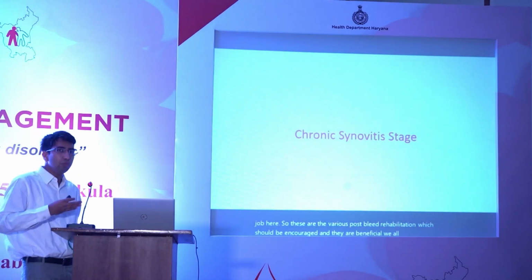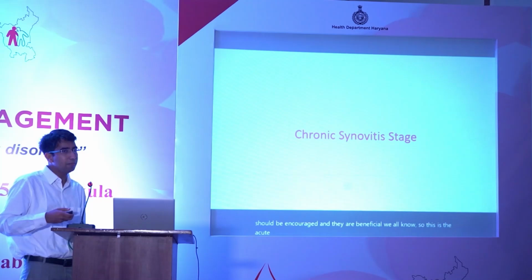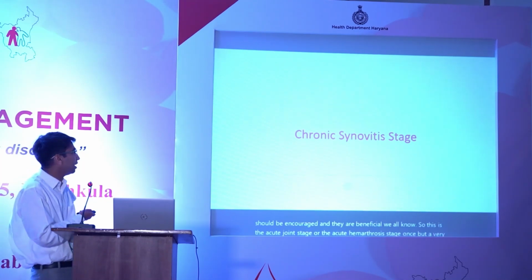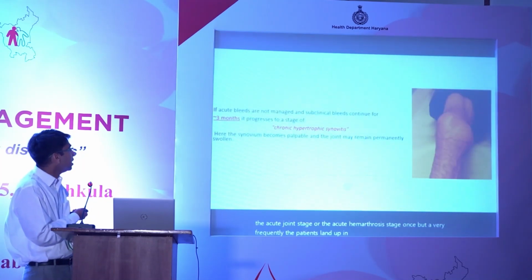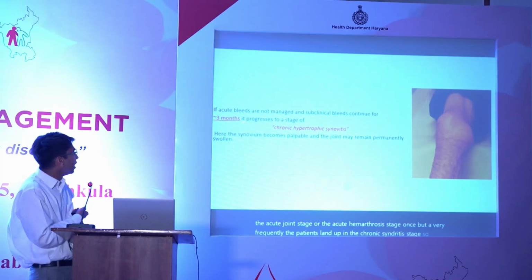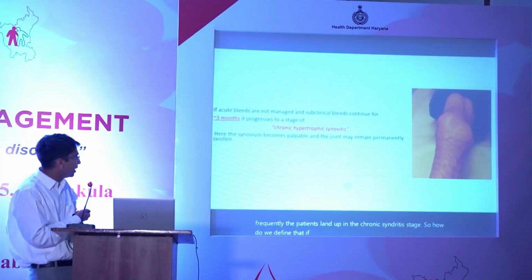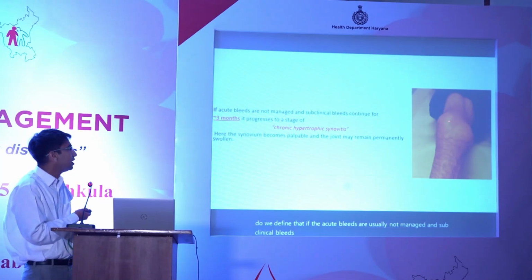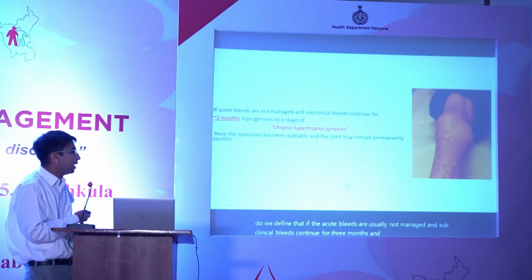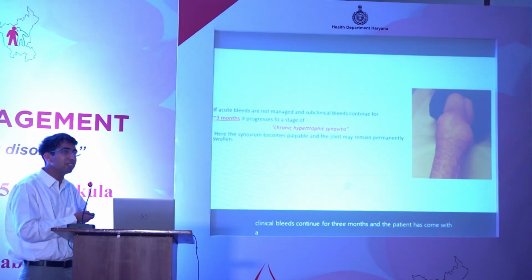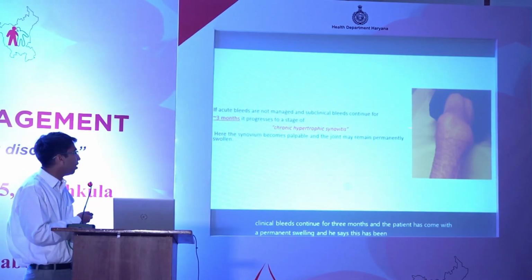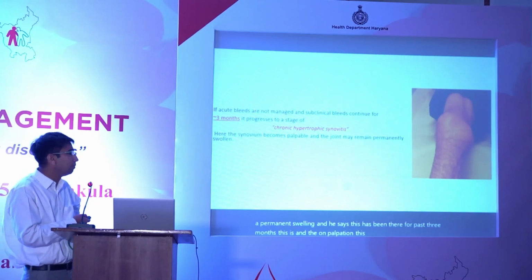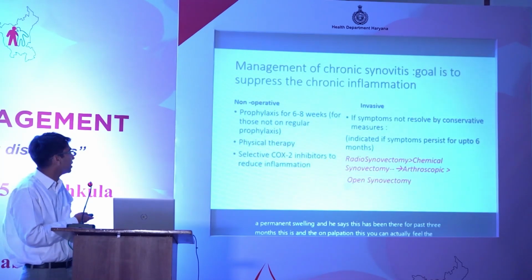So this is the acute joint stage, or the acute hemarthrosis stage. But very frequently the patients land up in the chronic synovitis stage. So how do we define that? If the acute bleeds are not managed and subclinical bleeds continue for 3 months, and the patient has come with a permanent swelling and says this has been there for the past 3 months, and on palpation you can actually feel the friable synovium, this is the chronic synovitis stage.